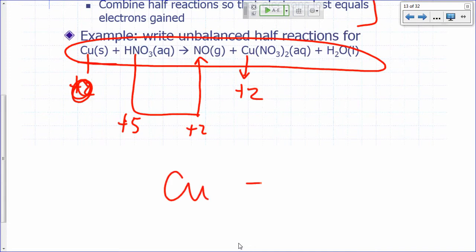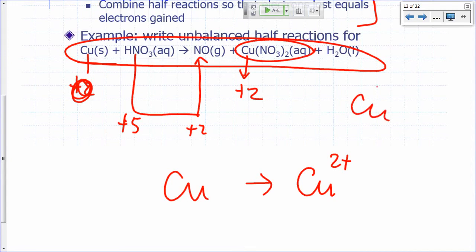Your copper became copper ions with a +2 charge. That's the only thing we write. We don't write the whole copper nitrate thing, because what do we know about copper nitrate in solution? When we're writing ionic equations, we'll have to separate this into copper +2 and nitrate. So the only thing that's really involved in that half reaction is the copper ion. So that's your half reaction.